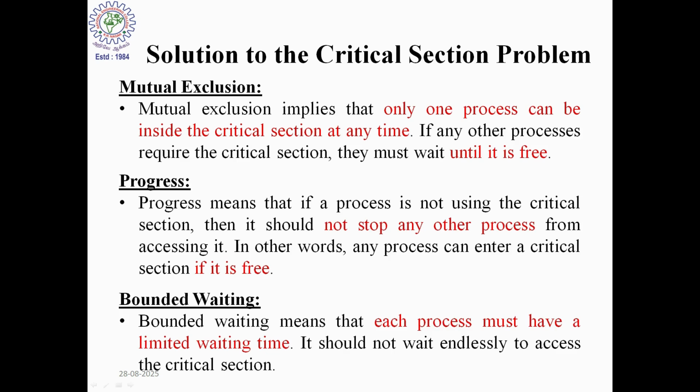So these are the explanations given here. Mutual exclusion implies only one process can be inside the critical section at any time. The proper execution of mutual exclusion is conducted by using the entry and exit sections, as we have seen in the earlier slides. And for progress, one process should not stop the execution of another process, so that progress happens in a smoother manner.